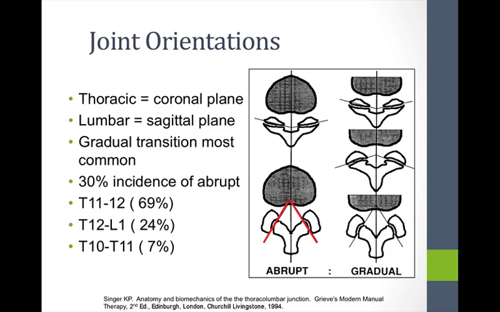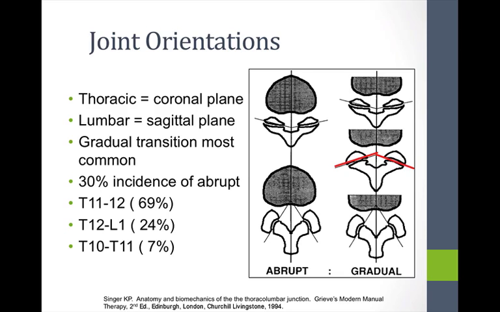Singer et al. in 1989 reported that in a sample size of 600 patients, a gradual or progressive change from T10 to T11 to T12 to L1 appears to be the most common junctional pattern. The more gradual form of transition was largely a female characteristic. This may be related to adaptations to different mechanical demands.